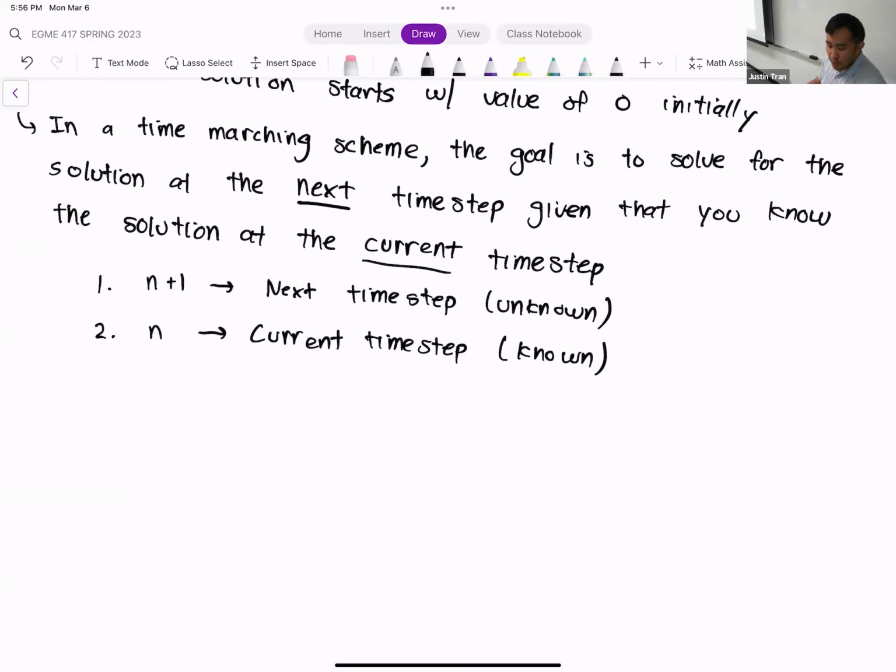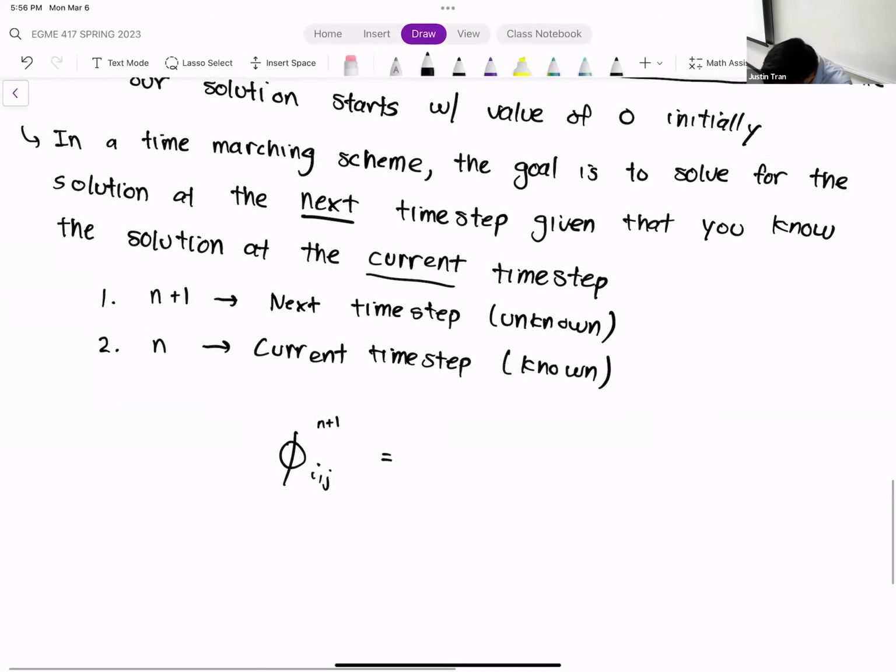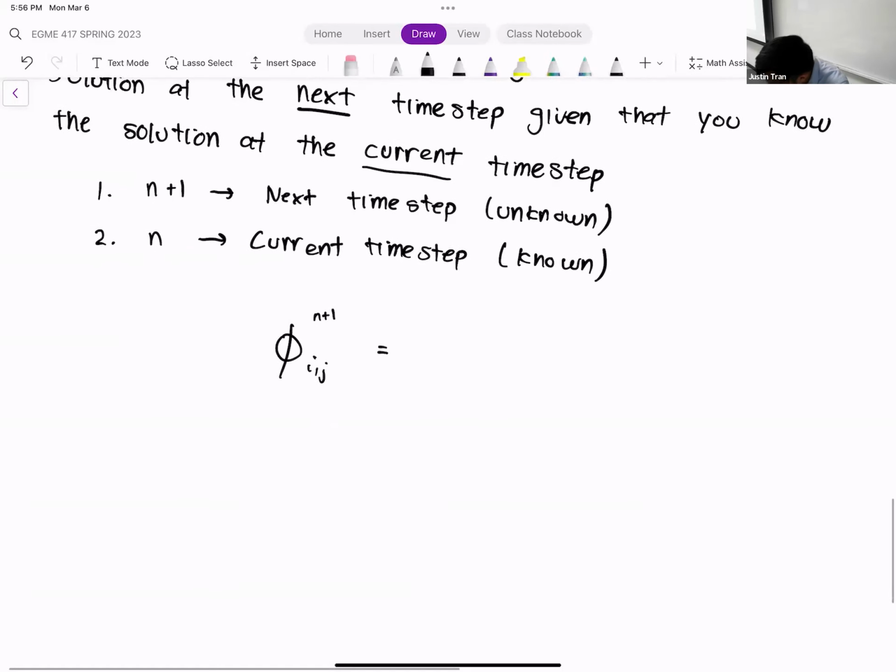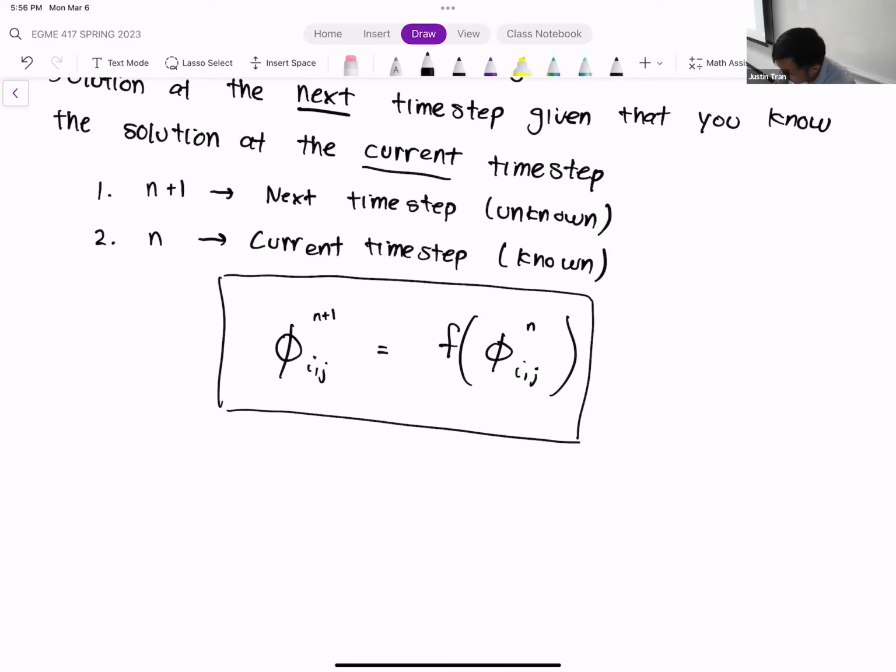So we're always trying to solve for the solution at n plus 1, given that we know the solution at time step n. In other words, mathematically it looks like this. Phi i comma j at n plus 1, that's what we want to know. But what we do know is the solution at time step n, so we have phi i comma j at time step n. And then I'm going to put an f outside here to denote the algorithm. So basically this is saying that the solution at the next time step n plus 1 is a function of the solution at the current time step n.